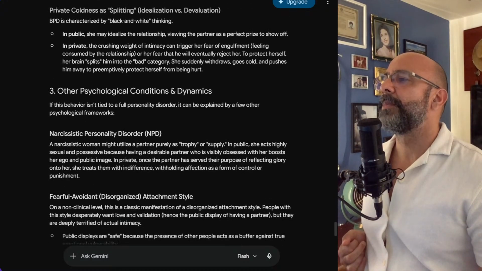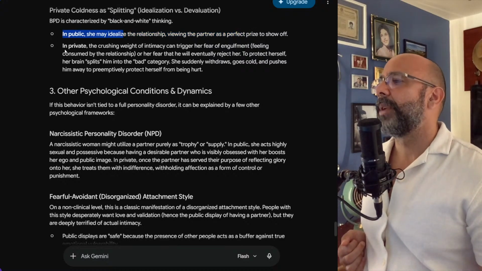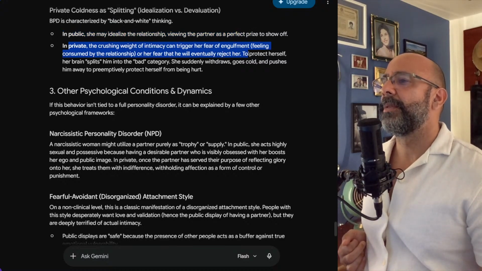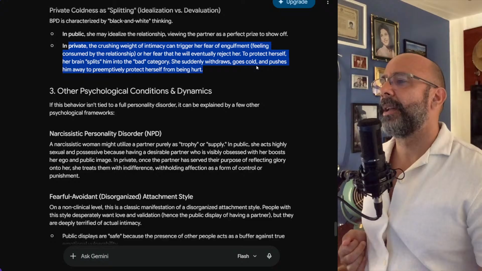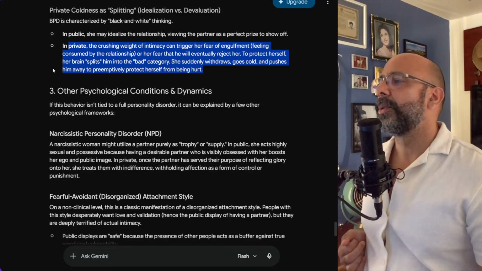Private coldness and splitting, idealization versus devaluation. BPD is characterized by black and white thinking. In public, she may idealize a relationship. In private, the crushing weight of intimacy can trigger fear of engulfment or fear that he will eventually reject her. To protect herself, her brain splits him into the bad category. She suddenly withdraws, goes cold, and pushes him away to preemptively protect herself from being hurt.